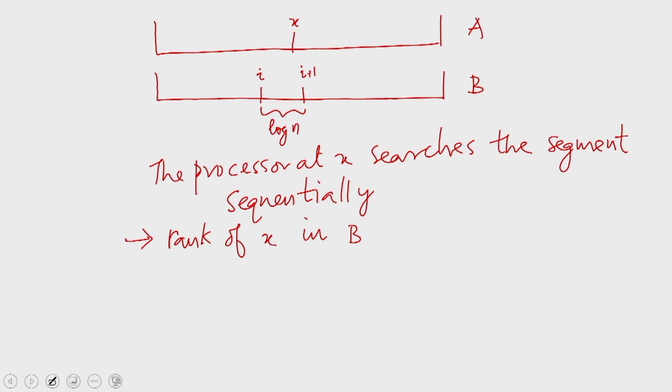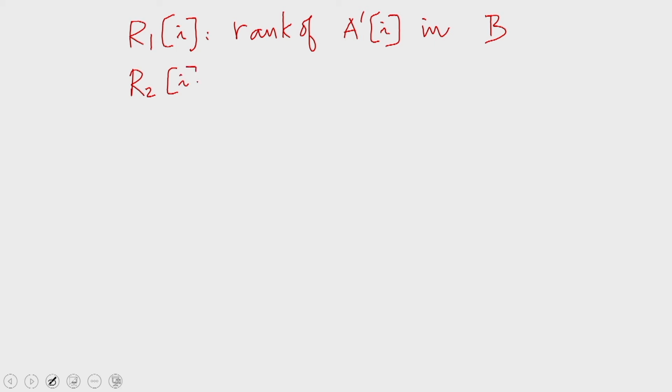Let me define R1 of I as the rank of A prime of I, the ith leader on the A side, in B. R2 of I, capital R2 of I, is the rank of B prime of I, the ith leader of B, in A.